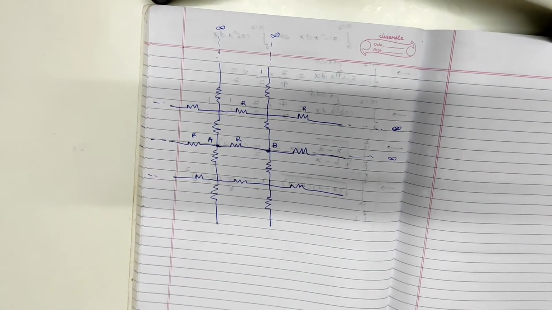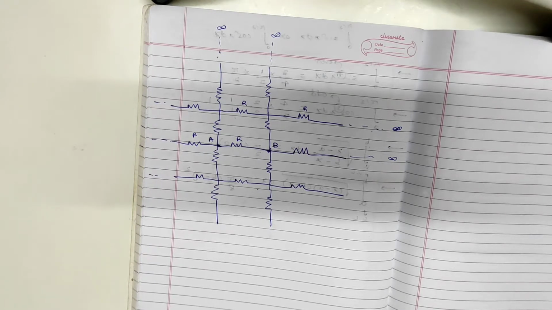In this video I am going to discuss one problem of current electricity, that is the infinite grid problem. As shown in the figure, you can see that there are infinite resistors of resistance R connected in a particular manner. Here it is connected in a square infinite grid shape.